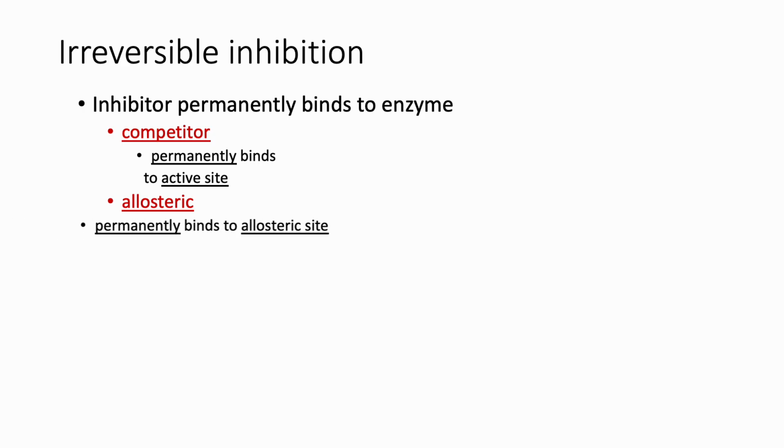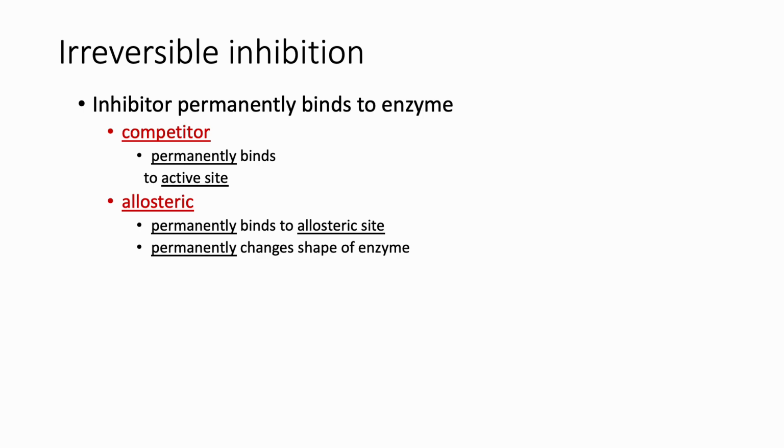Irreversible inhibition. Inhibitors permanently bind to an enzyme. You can have a competitive inhibition that's irreversible, where it permanently binds to an active site. You can also have an inhibitor that permanently binds to an allosteric site. As a result, it's going to permanently change the shape of the enzyme.